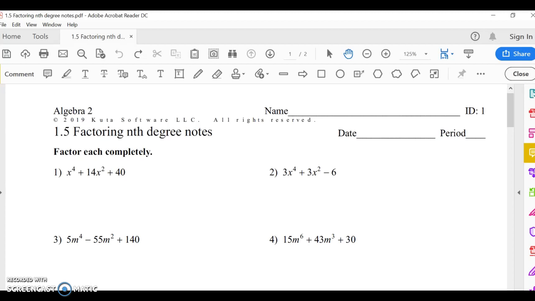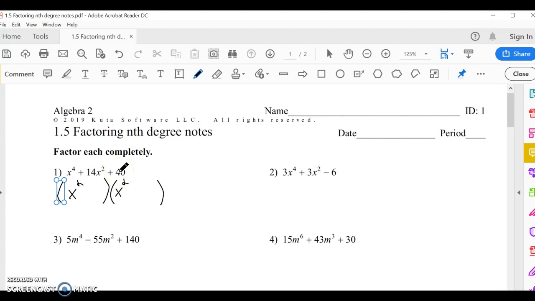So let's look at number 1. We have x to the 4th plus 14x squared plus 40. So if we factor that, we can see that it's a trinomial that looks kind of like a quadratic. So we're going to try our double sets of parentheses. Think about what multiplies by itself to get x to the 4th. We have x squared and x squared.